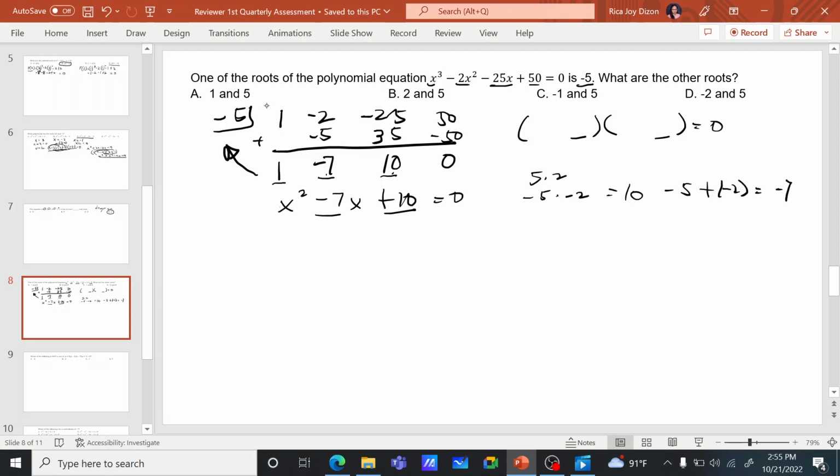That's what we're looking for. The terms in here are minus 5 and minus 2, and your variable x. We're looking for x minus 5 and x minus 2. If you equate them both to 0, x minus 2 equals 0, then x minus 5 equals 0. One value of x is positive 2 and the other is positive 5. So what are the other roots of the polynomial? 2 and 5, and that's letter B.